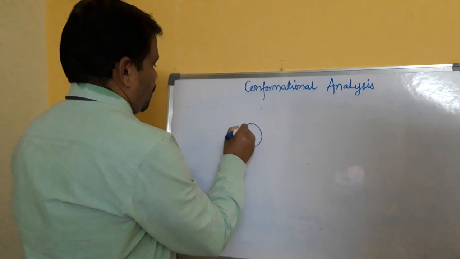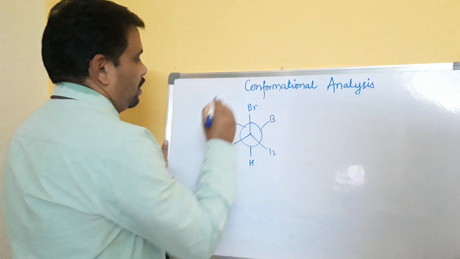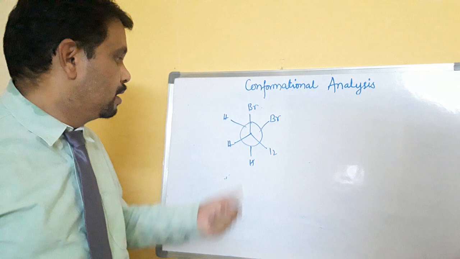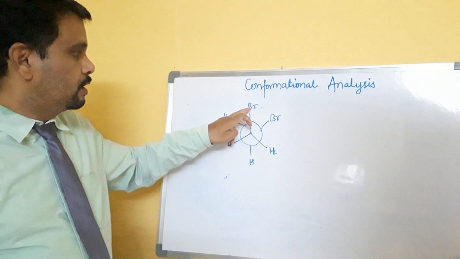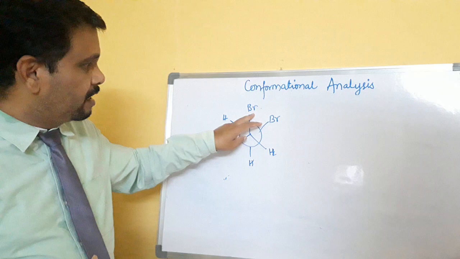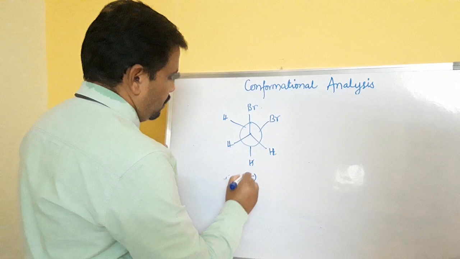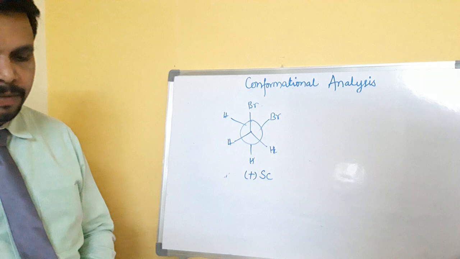Bromine, hydrogen and hydrogen. Hydrogen and hydrogen, bromine. According to Klyne Prelog terminology, how can we name it? These are the two identical top priority groups which exist on adjacent carbon atoms. Therefore, the dihedral angle between these two bonds is 60 degrees. 60 degrees. So therefore, it is plus syn and clinal, plus SC. Okay.